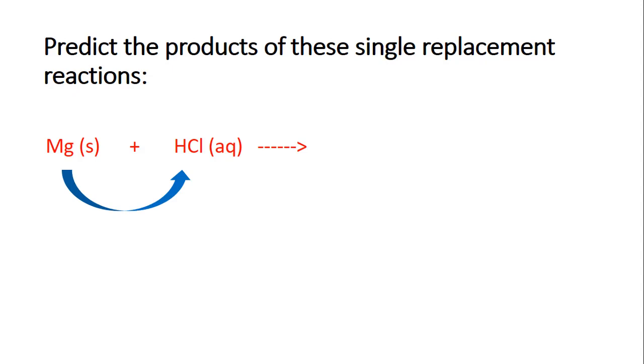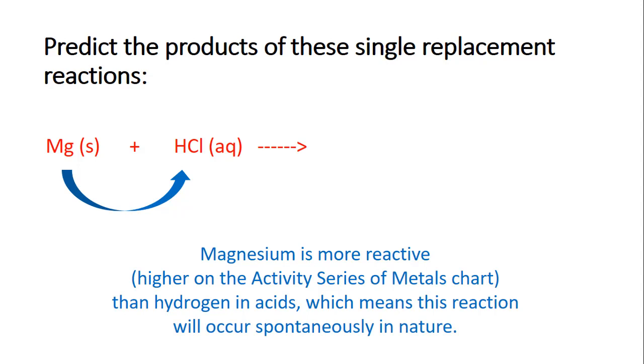When you look at an activity series of metals, you'll find out that magnesium is higher on the chart than hydrogen found in an acid. In other words, it's more reactive. And so in this particular instance, the magnesium has the ability to kick out the hydrogen. The magnesium will now be a part of the solution, which we will call magnesium chloride.